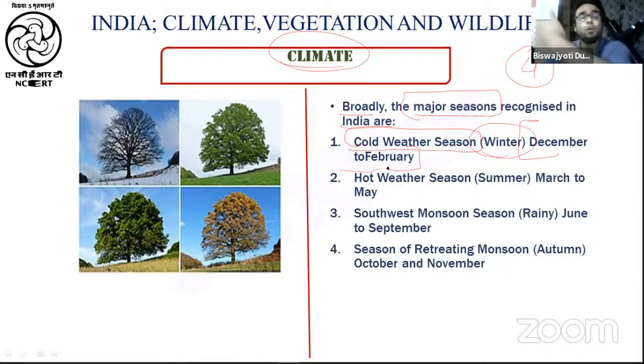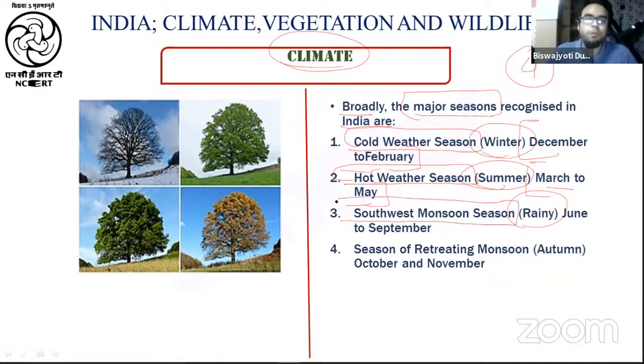Then the second season after the winter season ends, what is the next season we get? We get your summer season, which is also called your hot weather season, right? And this season extends from the period of March to May, right? And after your summer season ends, the next season that we have is your rainy season, and your rainy season is also called your southwest monsoon season, right? So once the summer season ends, your rainy season will begin, and it extends from the period of June to September. All right. And then after the southwest monsoon or the rainy period ends, we get the retreating monsoon season, which is also called your autumn season, right? And this season extends between the months of October and November, right?